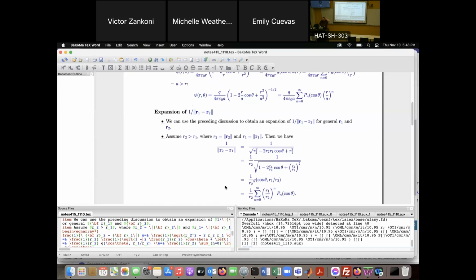And the reason why this can be helpful is, especially if, for instance, r1 is much smaller than r2, then the terms of the series would decay to zero rapidly in that case. So I can approximate the one over this distance by, for instance, taking the first few terms of the series and using the lowest degree Legendre polynomials.